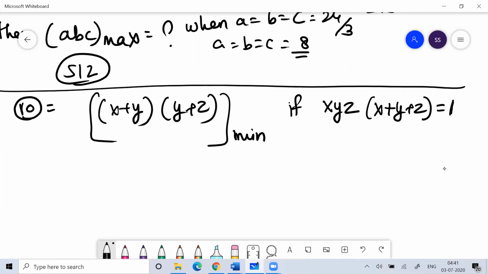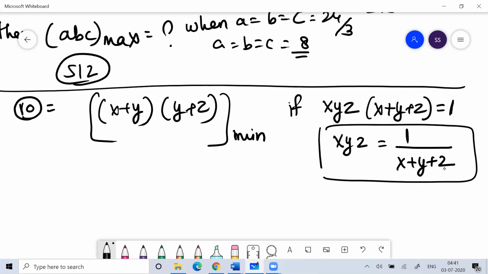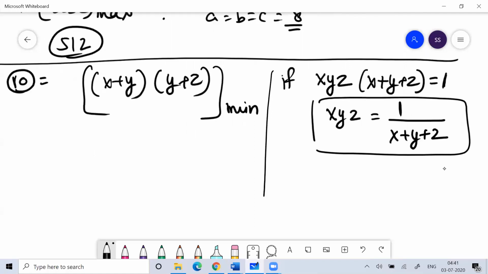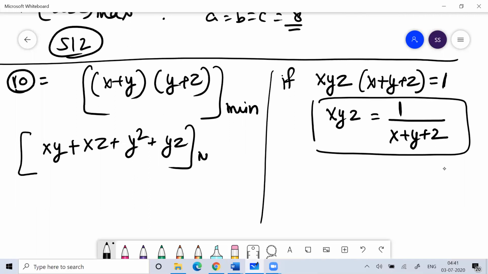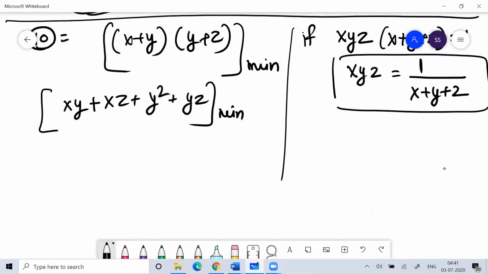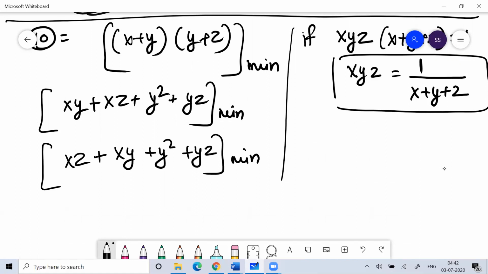So what I can do, I can write xyz is equal to 1 divided by x plus y plus z. Correct, right? Now if I open this bracket, this is xy plus xz plus y square plus yz. This I have to minimize. So I can write this as xz plus xy plus y square plus yz. This I have to minimize.